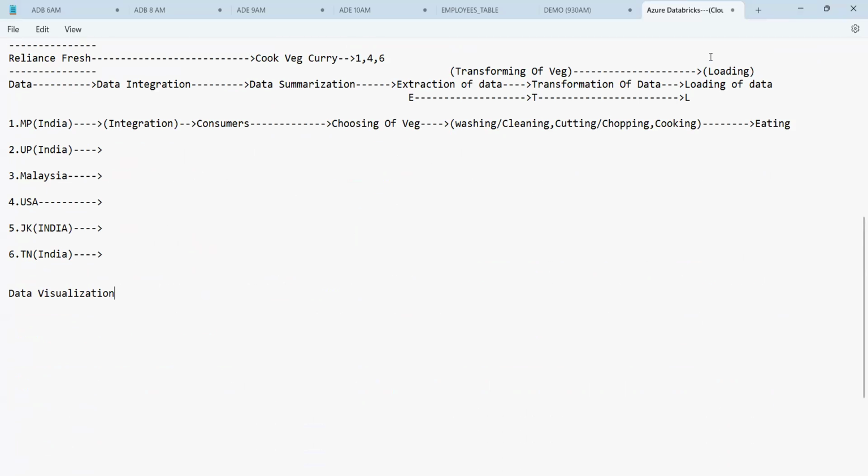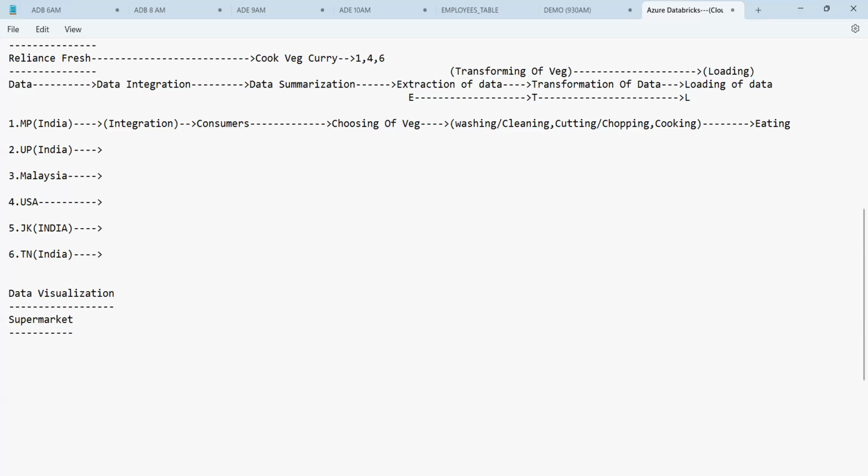So in this example, we will see all the processes called data migration, data integration, data summarization, all of them together, and data visualization, all of them together. Let us say you have the data of a supermarket, wherein we have the following.